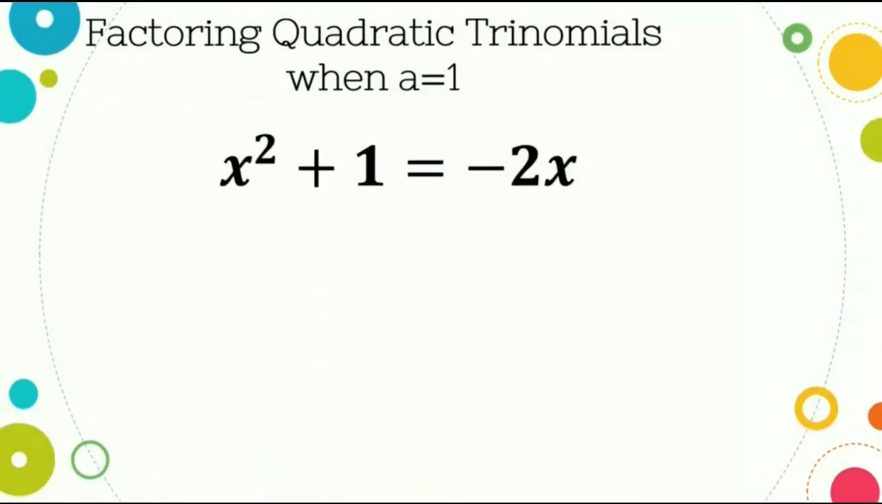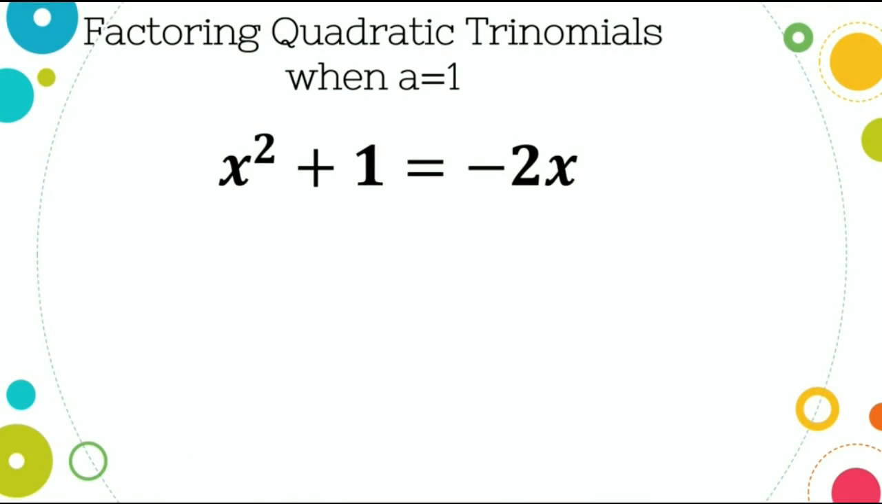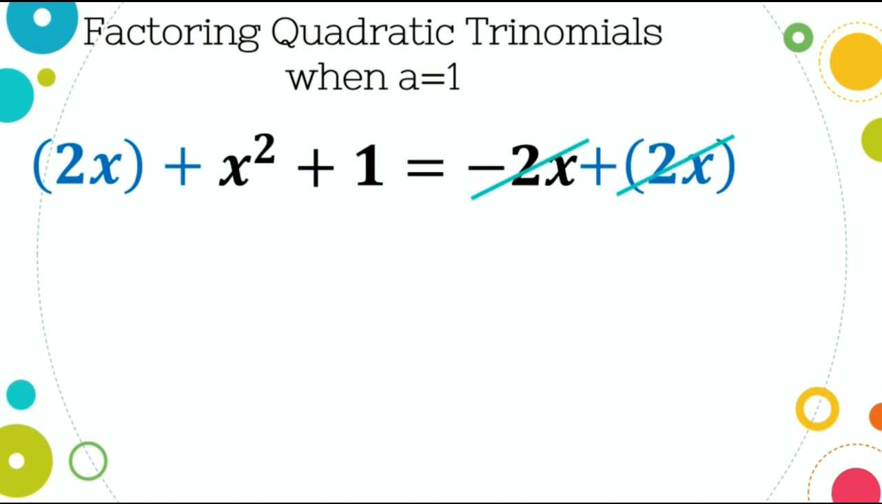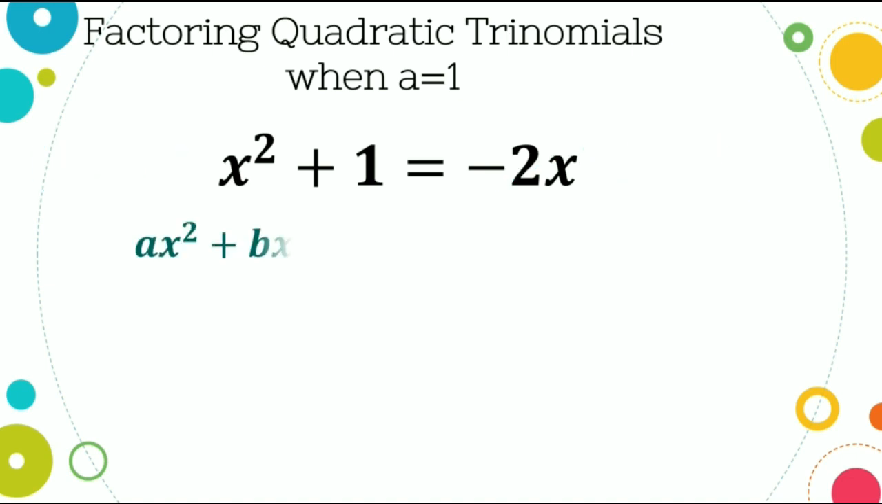Example, our given is x squared plus 1 equals negative 2x. Step 1, always check for the GCF. So our given has no GCF, so proceed to step 2. Make sure that the given is written in standard form. So we have to apply the additive inverse. The inverse of negative 2x is positive 2x. So we will add on both sides and then cancel. So we will have x squared plus 2x plus 1.